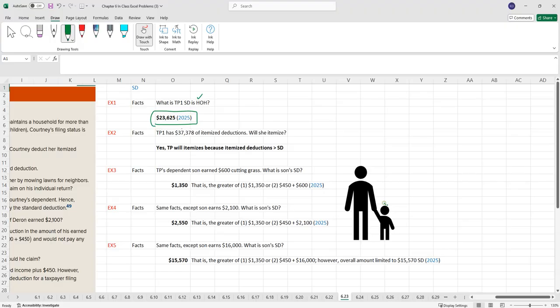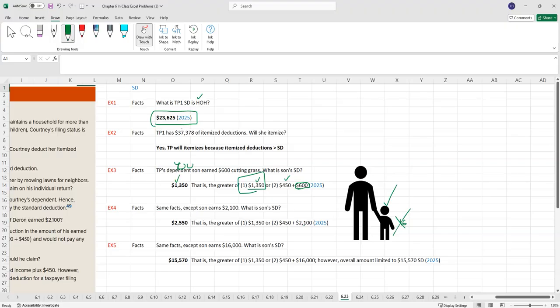But now let's focus on their kid, right? So maybe this is you. So say you earned $600 cutting grass. What is your standard deduction? You may say, well, shouldn't I get 16? Well, no, that's wrong. If you're claimed as a dependent by somebody else, your deduction is the greater of the threshold amount, $1,350, or another threshold amount, $450, plus your earned income, that grass income. So in this case, the bigger of those would be $1,350.